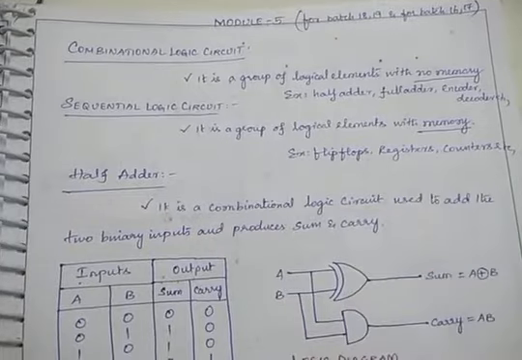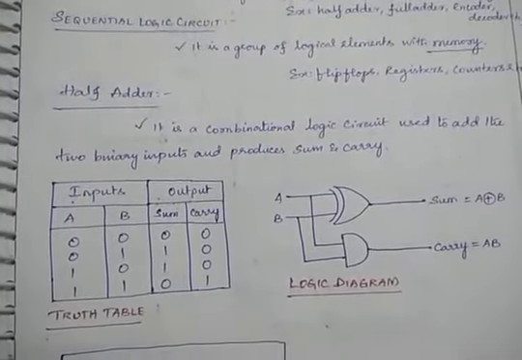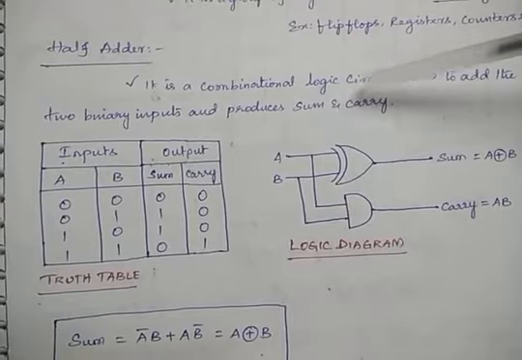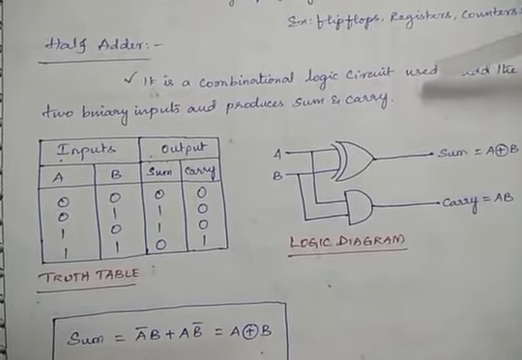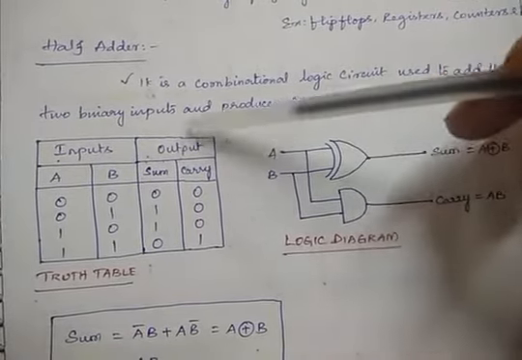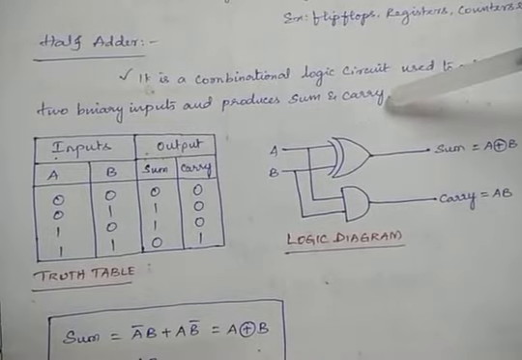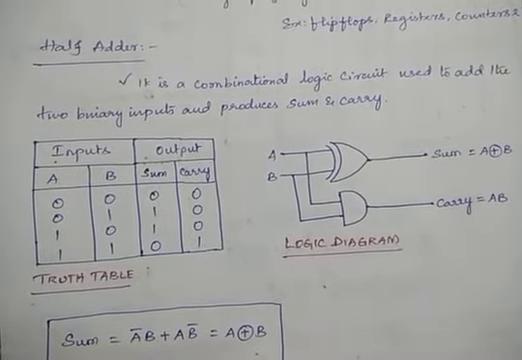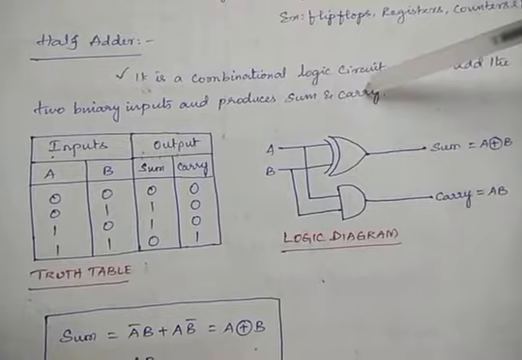So we'll see the half adder. It's a very important topic from the fifth module. It is a combinational logic circuit, as we just discussed, used to add two binary inputs and produce the sum and carry. Whenever you do binary addition, sum and carry will be generated.